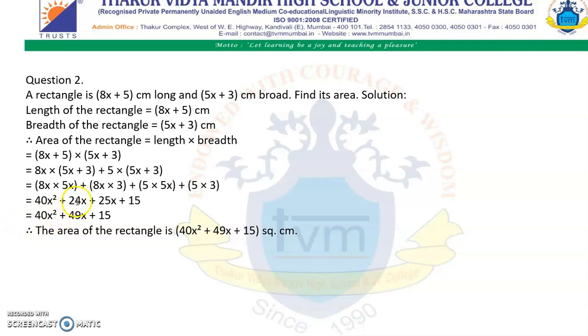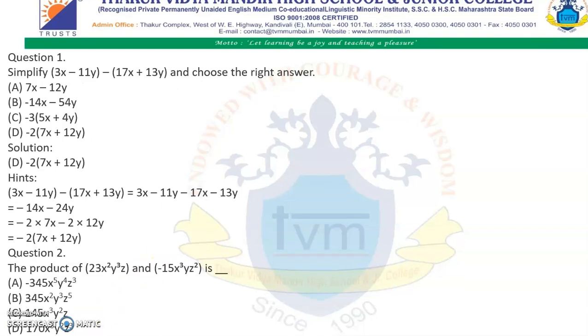You can observe that 24x plus 25x is like terms. So like terms can be added. 24x plus 25x is 49x plus 15. So our area of rectangle is 40x square plus 49x plus 15 square centimeter.